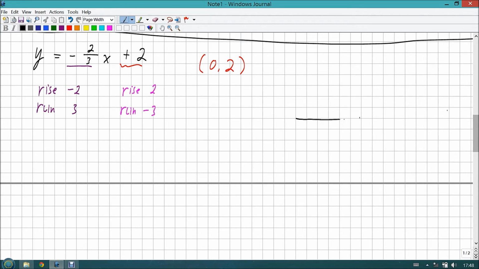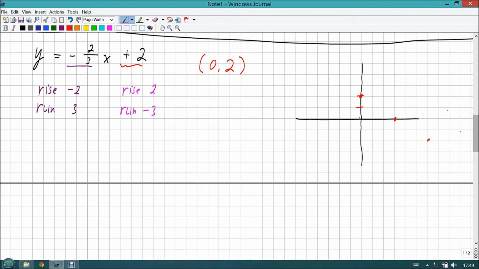Horizontal line, vertical line. Okay, and then we start at positive 2. So 1, 2, make a dot. All right, there's my start, and my rise is negative 2, so I drop 2 and then run 3. 1, 2, 3. And then I drop 2 and run 3.